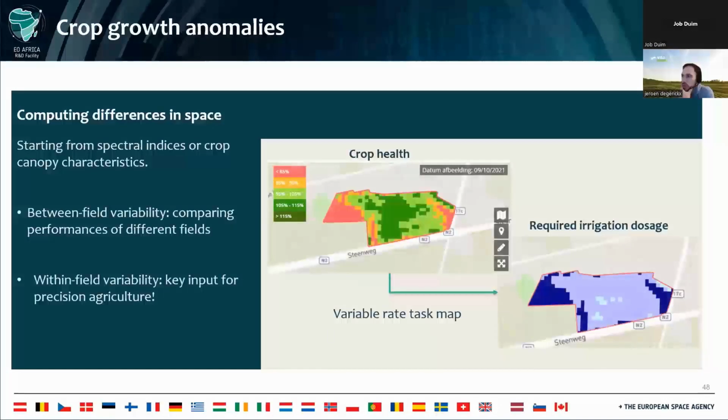analyses. Another way, instead of making comparisons between different fields, is looking within an individual field. So this within field variability analysis, what you typically do there is you compute the average crop health of your field at a certain moment of time, and then you compare each individual pixel with that average. And so what you get as an output is the deviation from the average behavior of your field, and that allows farmers to detect less well-performing zones in their fields. And that's also a crucial input for this precision agriculture I was talking about. So in this case, the farmer, for instance, knows, okay, there's something wrong here. I need to provide more fertilizer or more irrigation in that zone of the field.